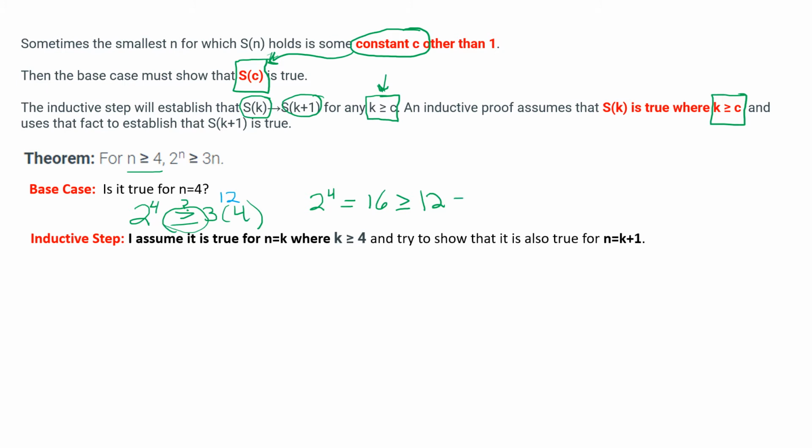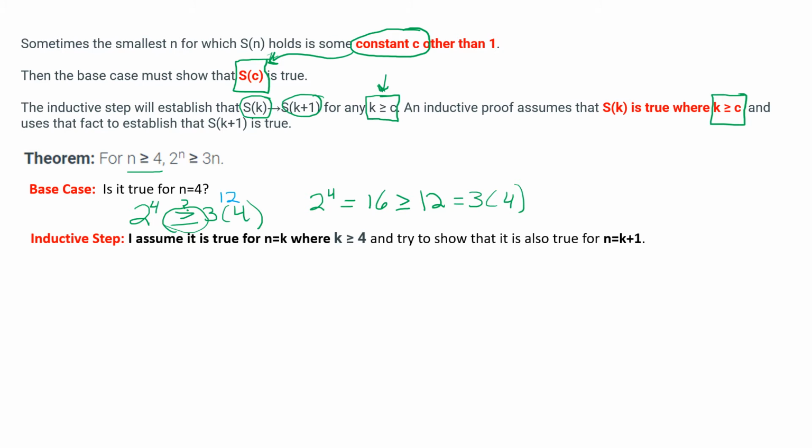But 12 then is 3 times 4. So we've shown that for n equals 4, 2 to the n is greater than or equal to 3 times n. Okay, so that is the base case. Now we'll move on to the inductive step.